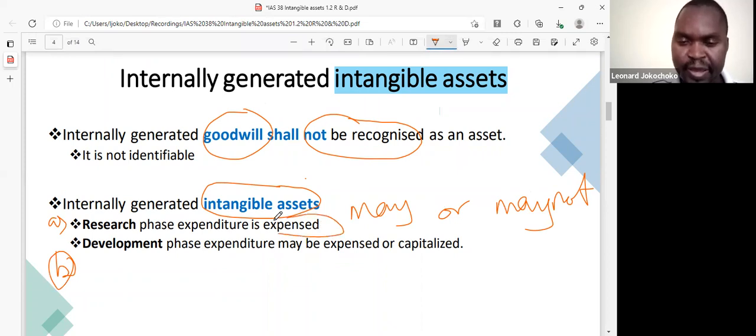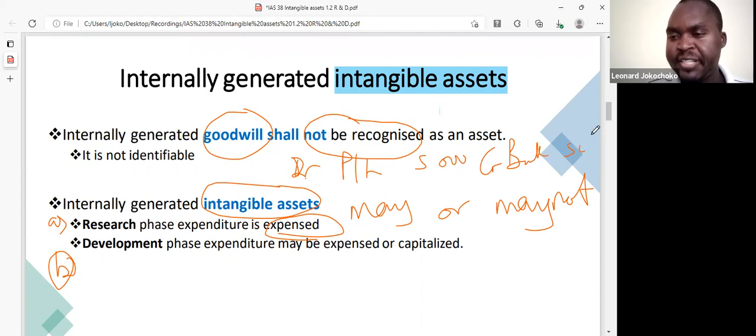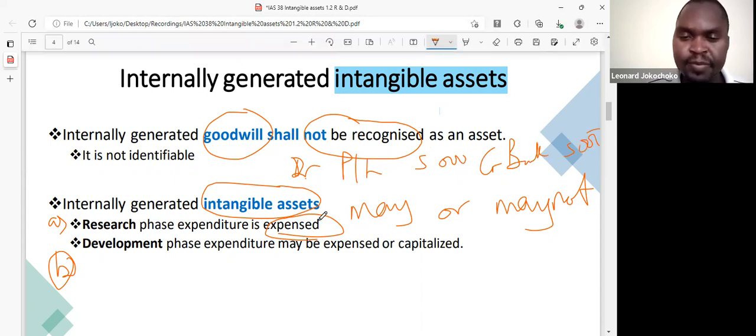So this is an expense. If I were to show a journal entry for that, I would debit profit or loss by the amount of the expense. Let's say I spent 5,000 developing the software. Then I'll credit my bank account 5,000. So for research expenditure, the accounting treatment again is not complicated.